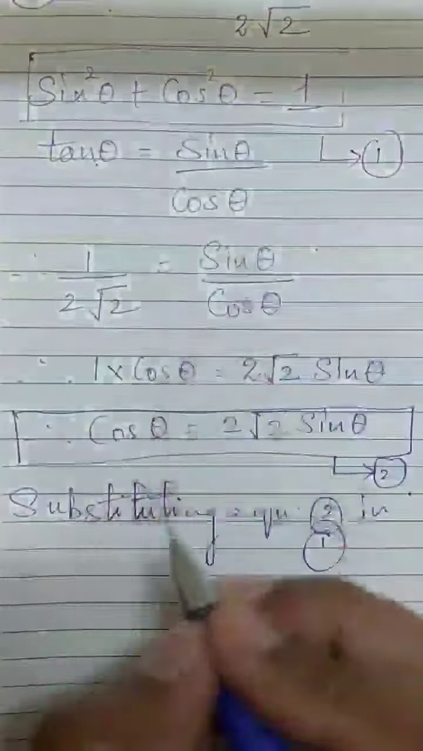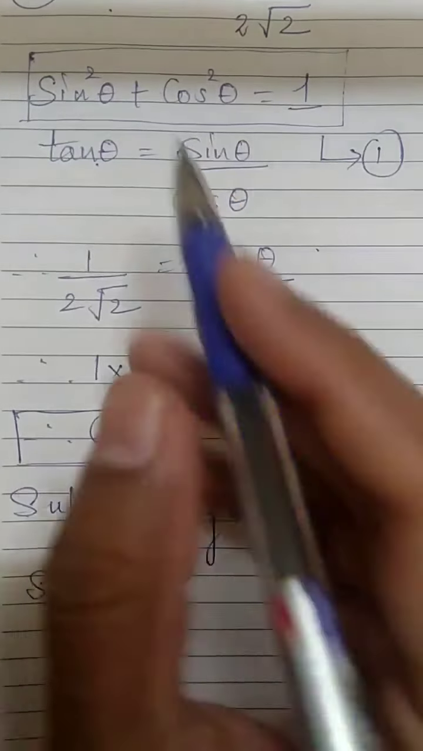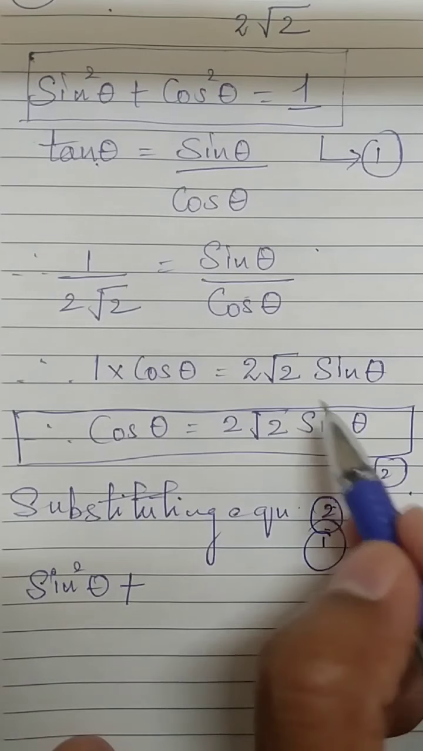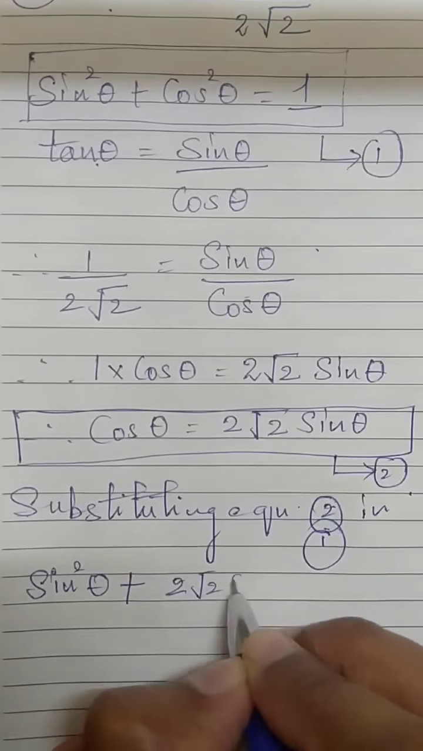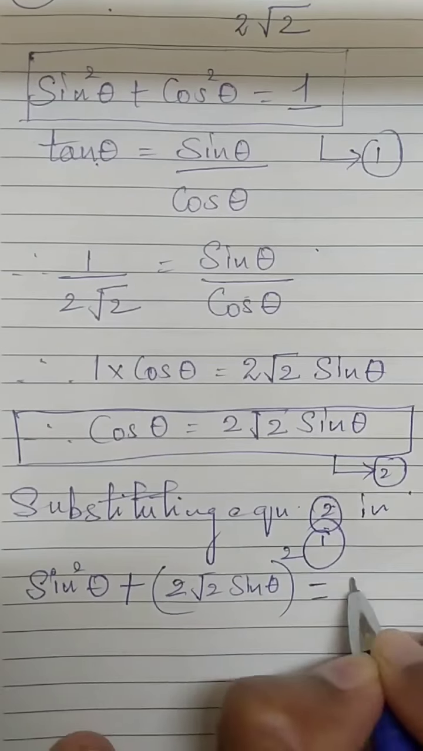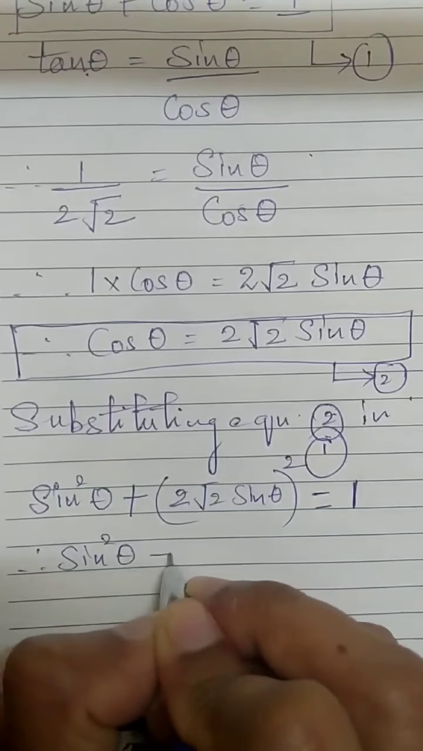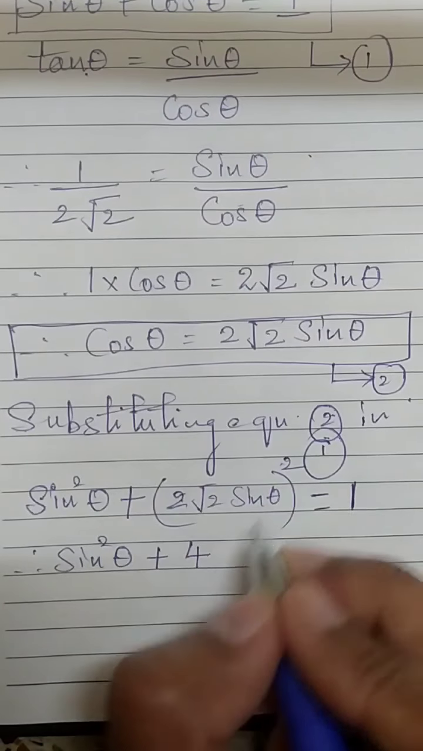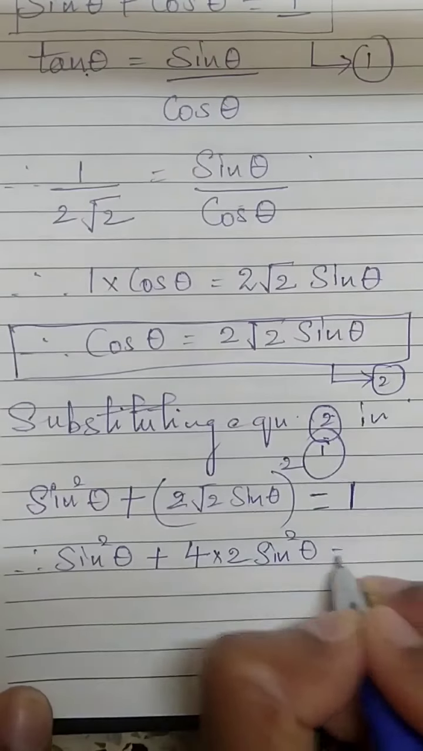So substitute sine square theta, keep it as sine square theta only, plus cos square theta. But we know cos theta is 2 root 2 sine theta. So cos square theta will be, just square it, 2 root 2 sine theta the whole square is equal to 1. So therefore sine square theta plus 2 square is 4, root 2 into root 2 is 2. So 4 into 2 sine square theta is equal to 1.